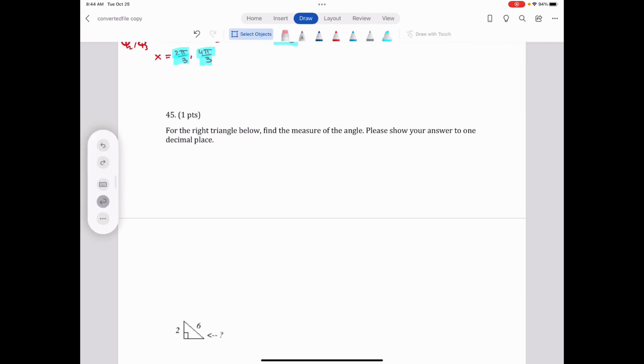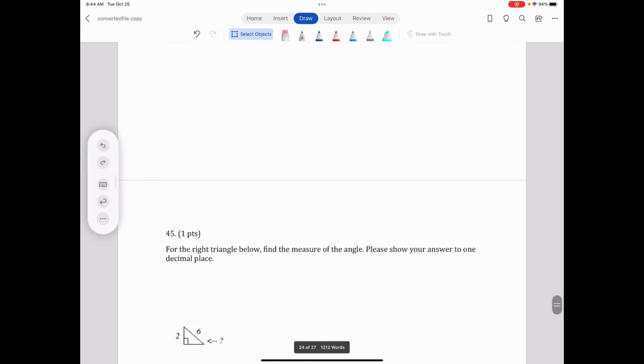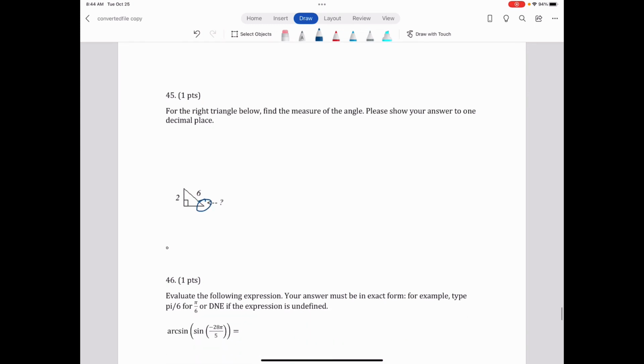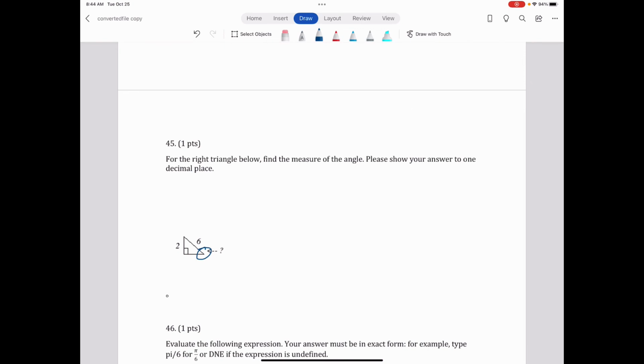The next question. I have the right triangle below. We need to find the measure of the angle, in this case, this one. And we need to round our answer to 1 decimal.